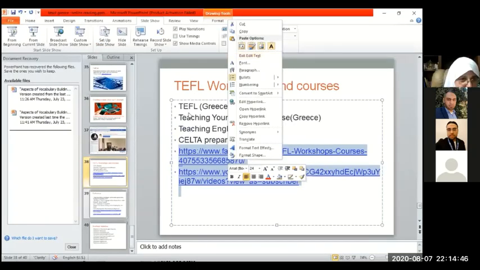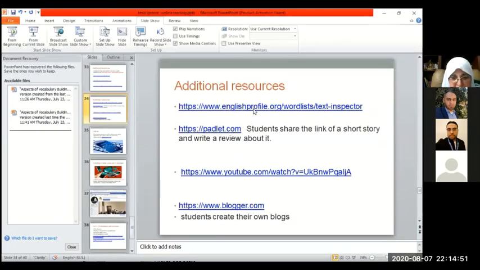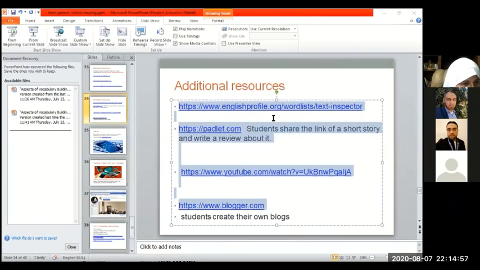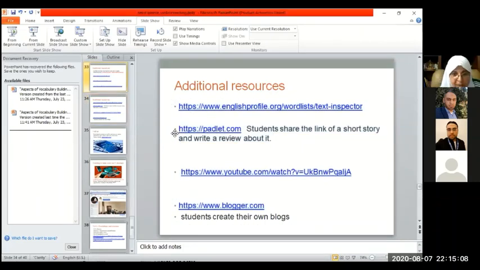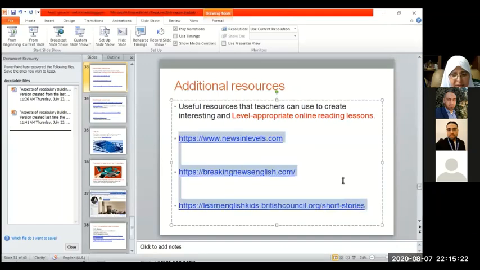Yes, these are additional resources that you can use for your reading lessons. There is one more, just a minute. These are really very beneficial because you will find them in levels. So if you're teaching pre-intermediate, you will find texts for that, and for advanced and so on and so forth.